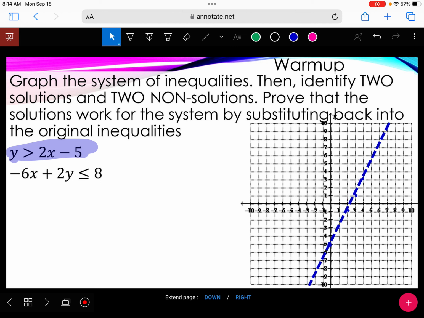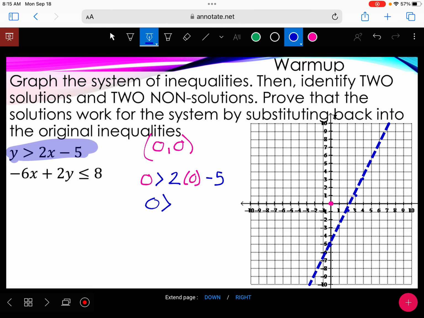To figure out where we shade, we pick a point, any point, not on the line. I'm going to use 0, 0 because it is in fact not on my line. We love that. And we substitute that into our inequality. We want to know if 0 is in fact greater than 2 times 0 minus 5. 2 times 0 is 0, minus 5 is -5.